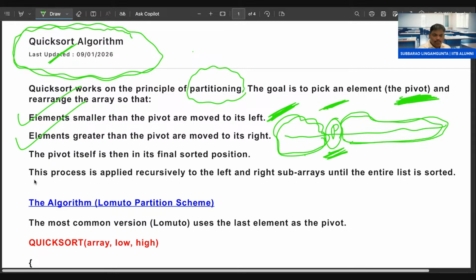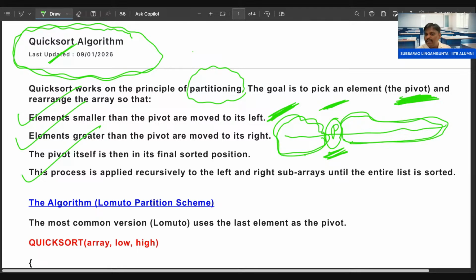Next, this process is applied recursively to the left and right subarrays until the entire list is sorted. From now onwards, if anyone asks you what is quicksort, simply say it is one of the sorting techniques. Immediately people will ask, okay, but how is it designed? It is simply based on the partition algorithm. Partition algorithm means what? It will divide the given array into some parts.